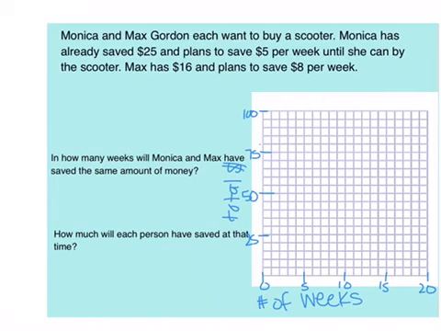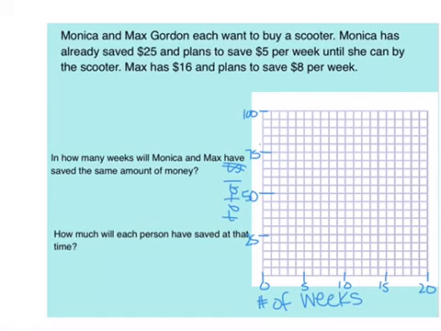So example number 5, I have Monica and Max Gordon, and they each want to buy a scooter. Monica has already saved $25 and plans to save $5 per week until she can buy the scooter. Max has $16 and plans to save $8 per week.